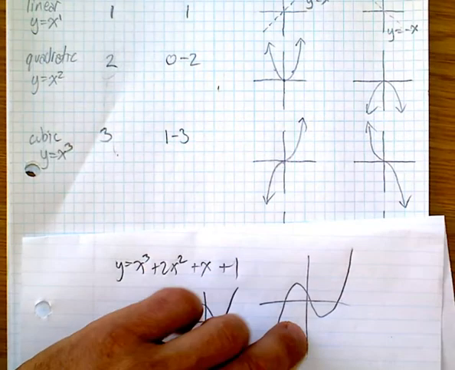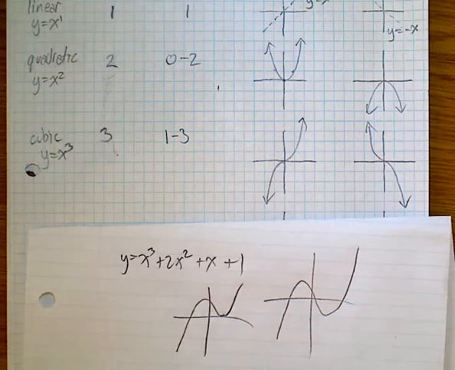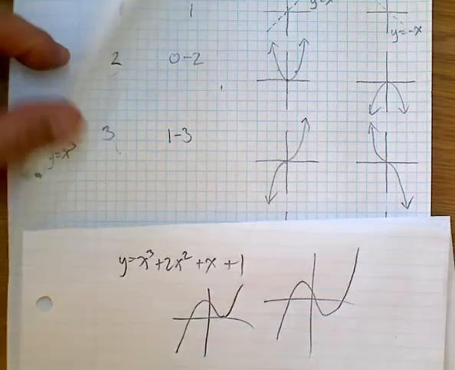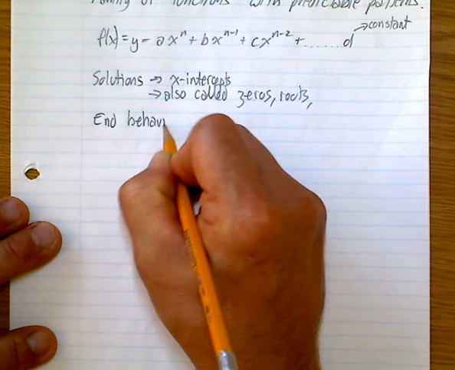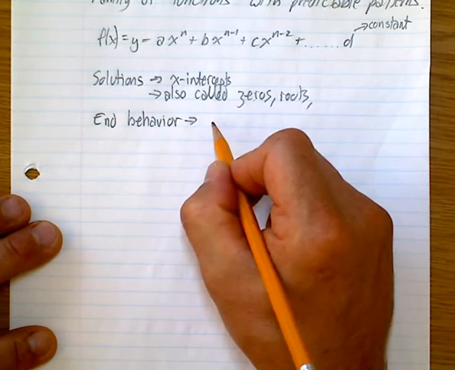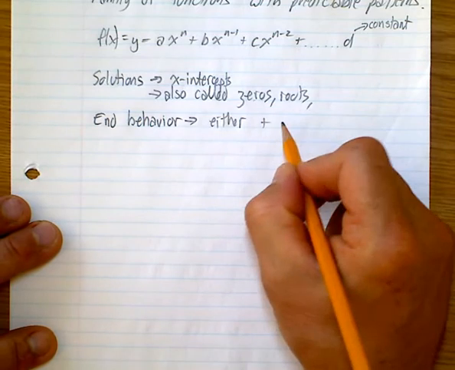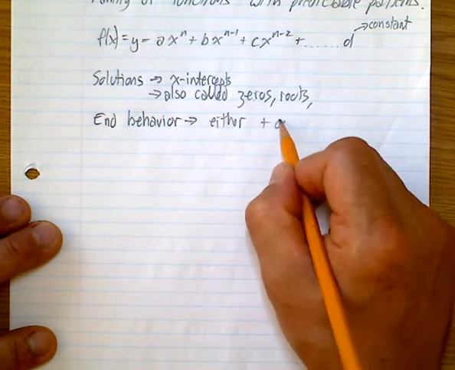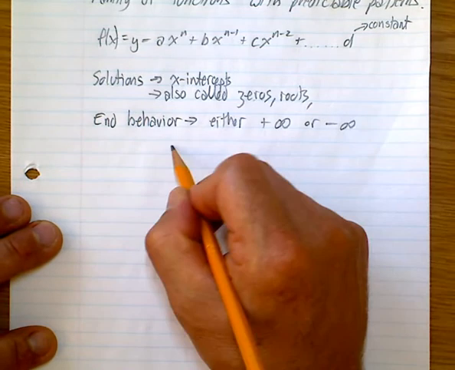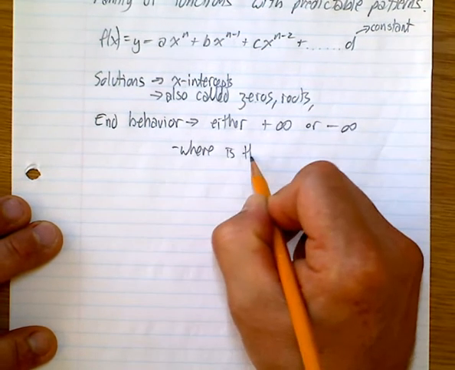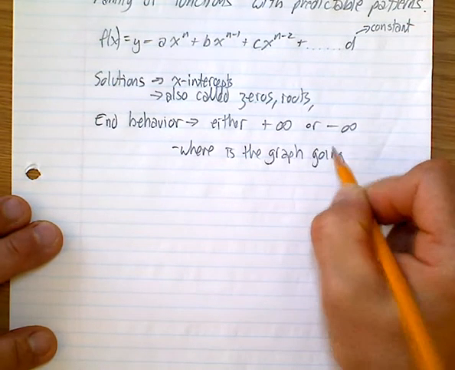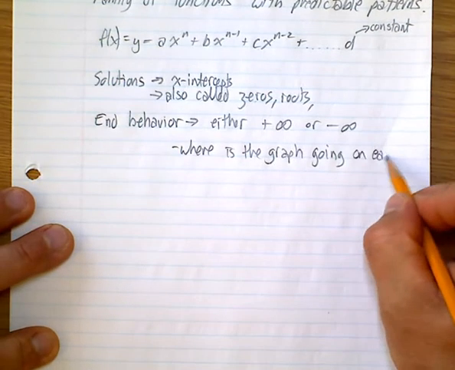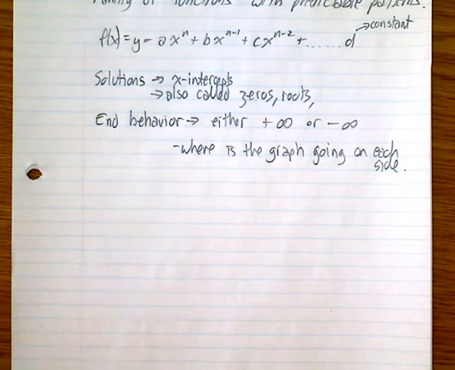That's what we call end behaviors, okay? End behaviors are where these functions are going at their ends. So that might be something that we want to write down here too. End behavior. It's either positive infinity or negative infinity. It's where the graph is going on each side. Okay, so that's what we have here.